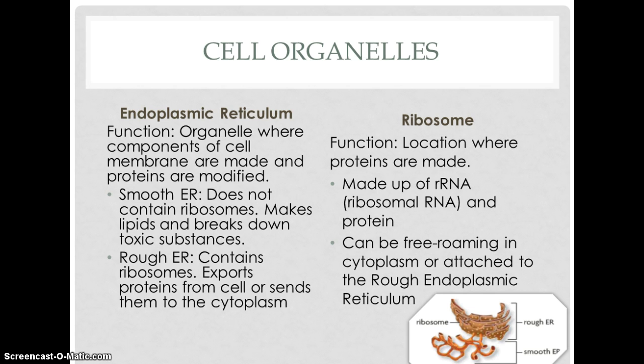Take a moment and make note of the diagram located at the bottom. You can see the top portion of the diagram contains the rough ER, and you can see ribosomes are embedded along the rough ER. The bottom part of the diagram contains the smooth ER, and you can see no ribosomes are located along the smooth ER.